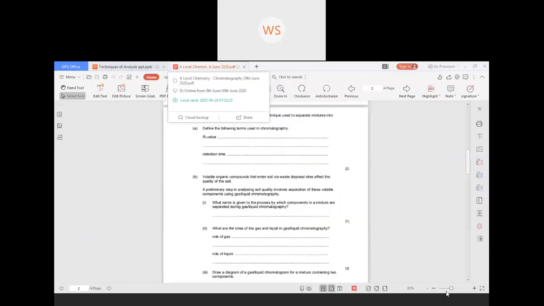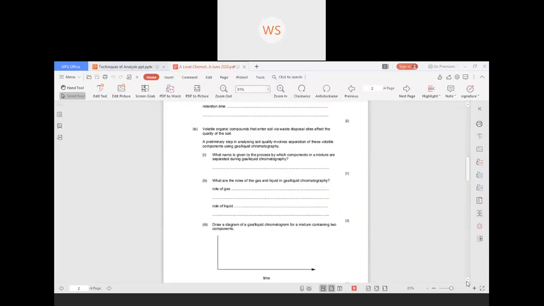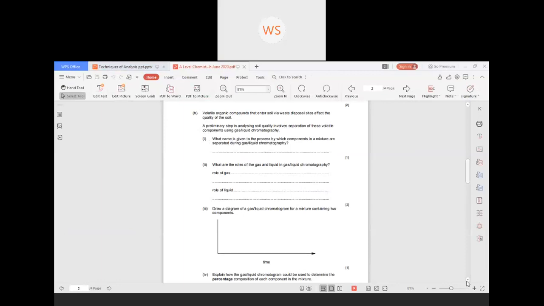Next: volatile organic compounds that enter soil via waste disposal sites affect the quality of the soil. A preliminary step in analyzing soil quality involves separation of these volatile compounds using GLC. Name the process by which compounds are separated during GLC. It's not absorption, so it's partition.